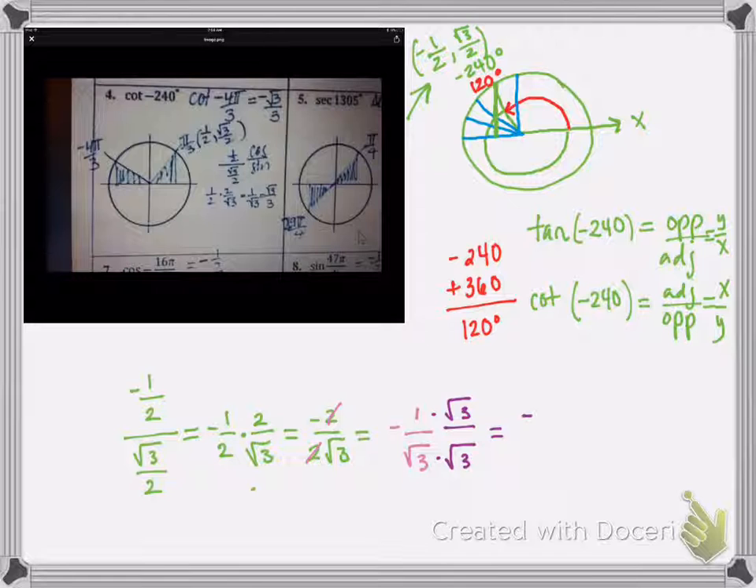So we're going to get the negative square root of 3 on top, and in the denominator, the square root of 3 times the square root of 3 is the square root of 9, and the square root of 9 is just 3. So we get the negative square root of 3 divided by 3.